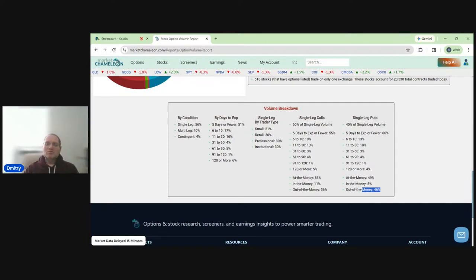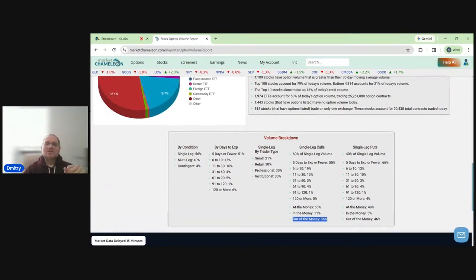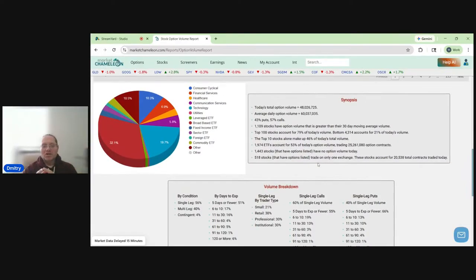So you can see that about half of all the options are around at the money. But still a decent amount are out of the money, especially in the puts. You've got 46% of the puts that trade being out of the money puts. The calls, not as much, but still 36% of the trading volume was in out of the money calls. And this is a quick way to get summary stats of the trading volume in aggregate that's market wide.